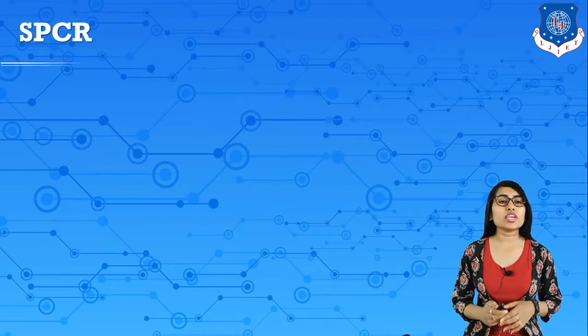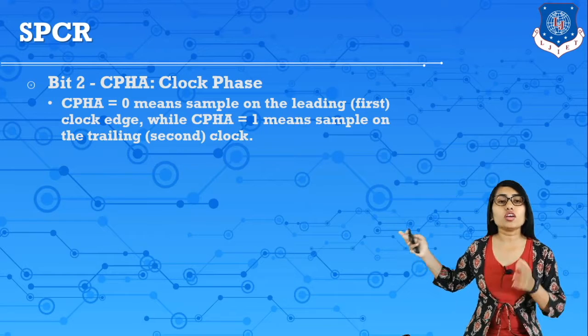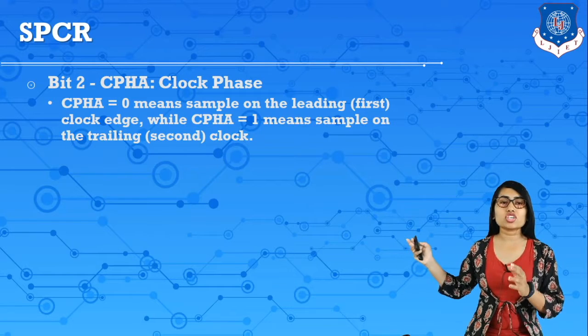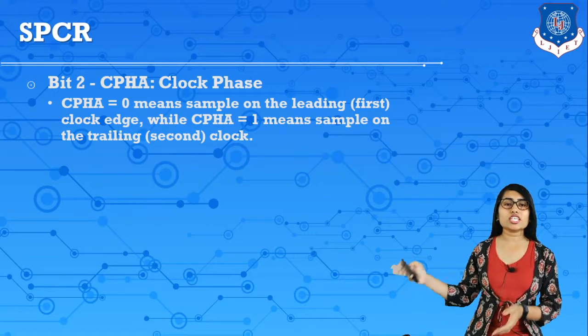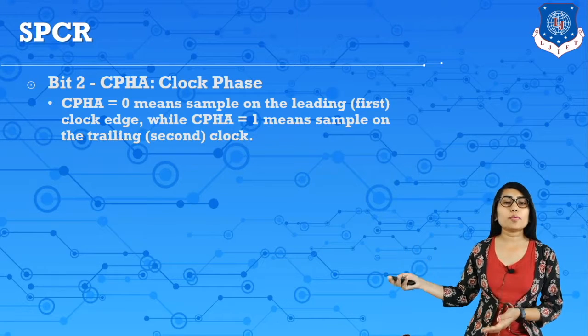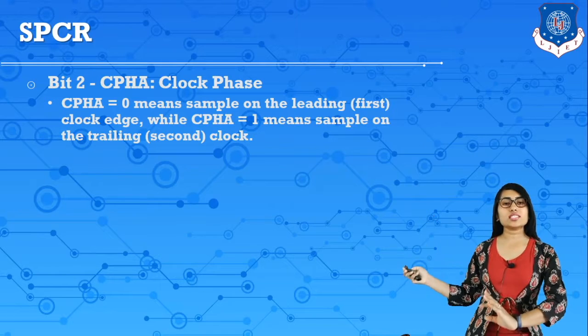Now next in SPCR we have CPHA, that is clock phase. If CPHA is equal to 0, it means samples on the leading clock edge, while if 1, then sample on the trailing edge. That means at the first or the second clock.